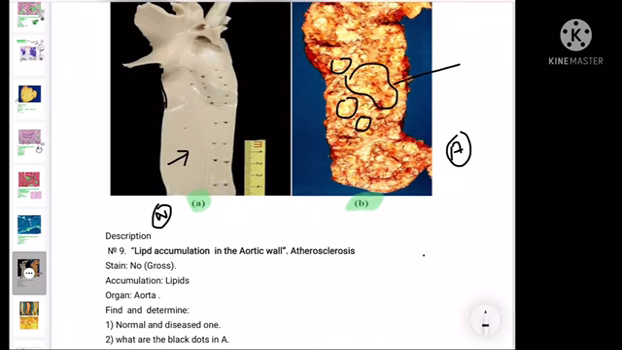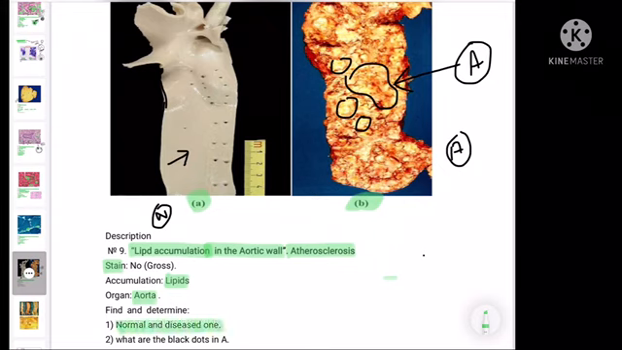Whenever there is a deposition of lipid into the tunica intima of the aorta, that can cause narrowing of the lumen along with loss of elasticity of the vessel. This condition is called atherosclerosis. So atherosclerosis is nothing but accumulation of lipids or fat into the tunica intima of the vessels. What they're saying is it's a lipid accumulation in the aorta seen in atherosclerosis. There is no staining used. The accumulation is lipid, organ is aorta.